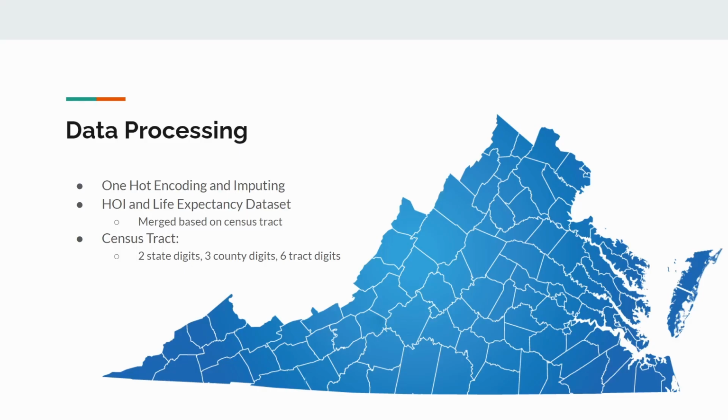In order to process our data, we use techniques such as one-hot encoding and imputing to create numerical values to be used in several machine learning models. We collected two datasets, one with data for the Health Opportunity Index and the other with data containing life expectancies. Both datasets included numerical values called census tracts. These numbers indicated the geographical location and time that the data was surveyed, so they could be used to match the data between the two datasets. The census tract was 11 digits, the first two digits indicating the state, the next three digits indicating the county, and the last six digits indicating the part of the county and the moment that it was collected.